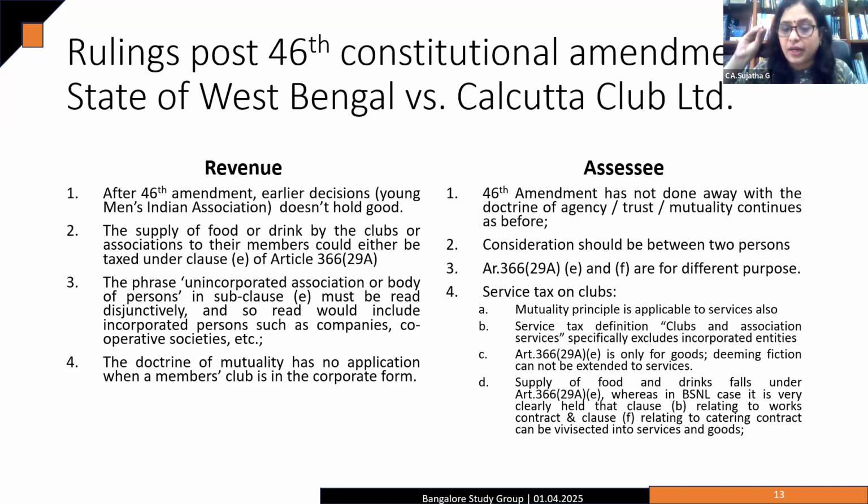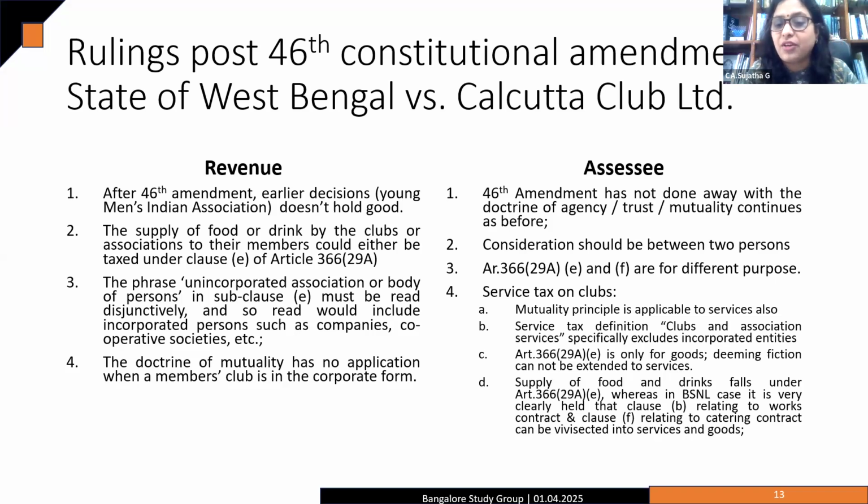Whereas the assessee was continuously harping on nothing doing, whatever may be the constitutional provision. The principle of equity or trust or agency model cannot be overruled by your constitutional provision. So they were continuously saying that the concept of mutuality will prevail over any other constitutional provision. So they were arguing on that matter. And as far as service tax is concerned, the mutuality principle is applicable to services also. Though it covers only sales tax, it can be extended to services also.